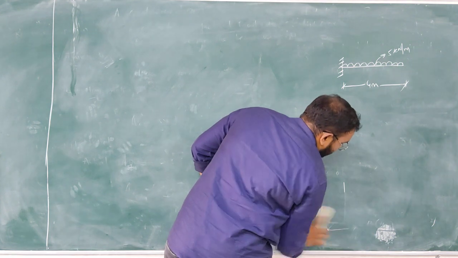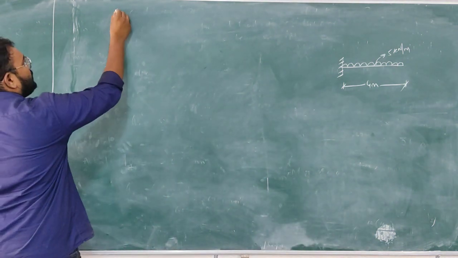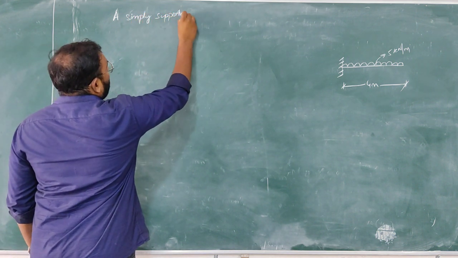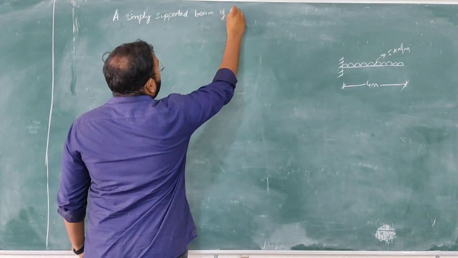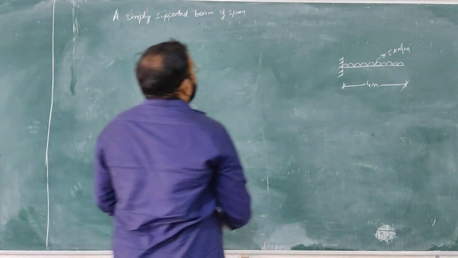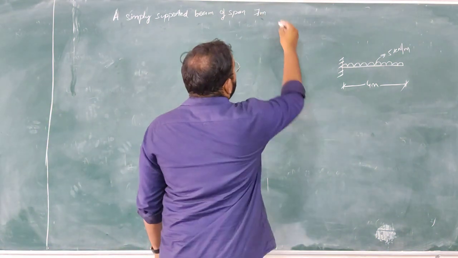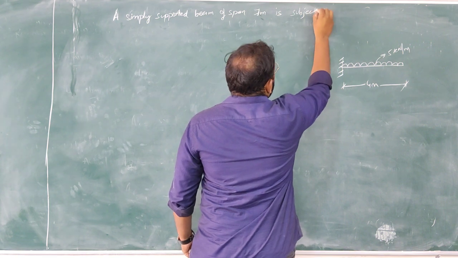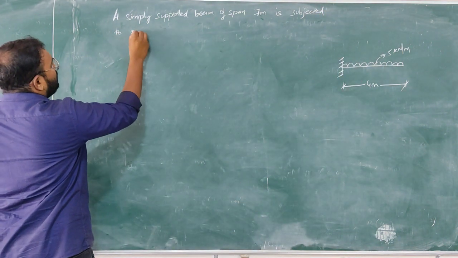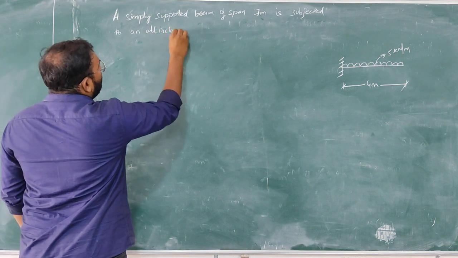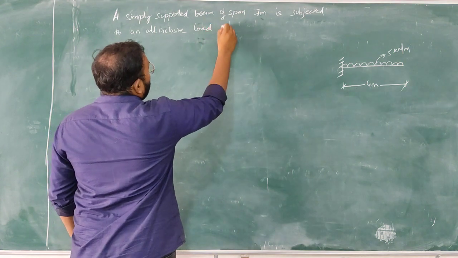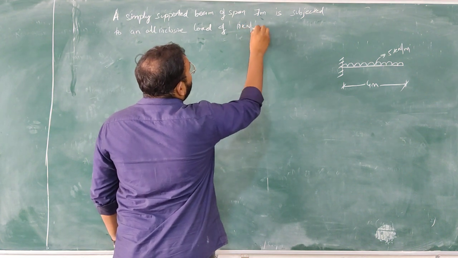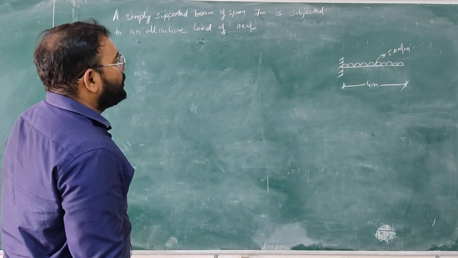Similarly, we will solve one more problem of a simply supported beam. A simply supported beam of span 7 meters is subjected to an all-inclusive load of 10 kilonewton per meter.